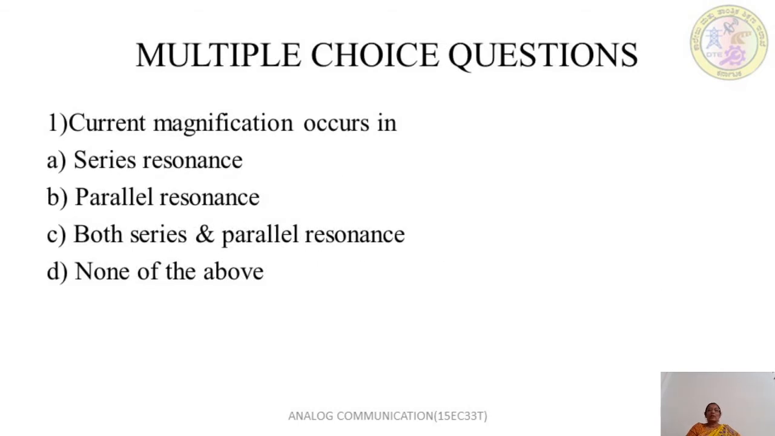Next, coming to multiple choice questions in this session. Current magnification occurs in series resonance, parallel resonance, both series and parallel resonance, none of the above. Current magnification occurs in parallel resonance. B is the answer.